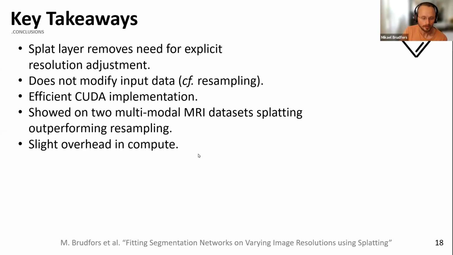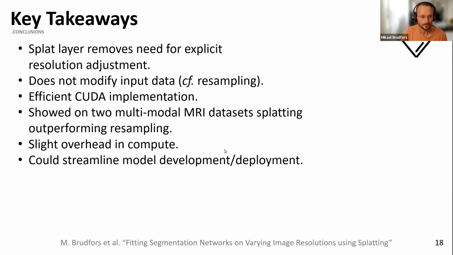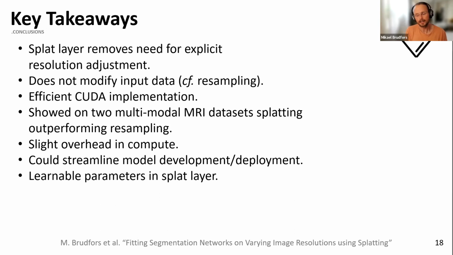There is a slight overhead in compute, as I said, mostly because we have to increase the number of input channels. This type of approach could maybe streamline model development because you don't have to write separate code for pre-processing or resampling and so on. As a future direction, it could be quite interesting: there is a parallel to super resolution here with these adjoint operators. So you could include learnable parameters in your splat layers, and the network could then be doing something like super resolution when you're fitting it. I haven't explored this yet, but these are just ideas.